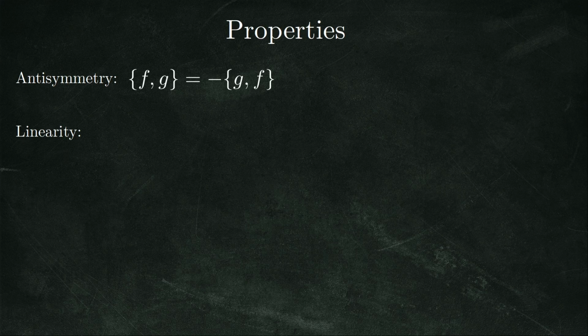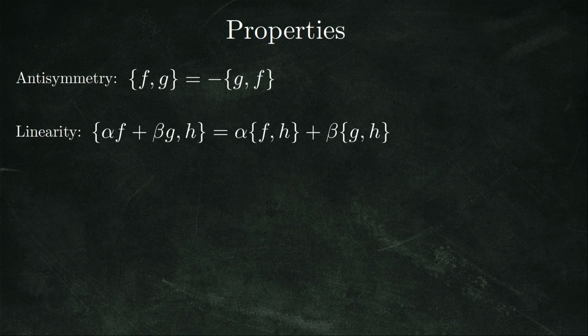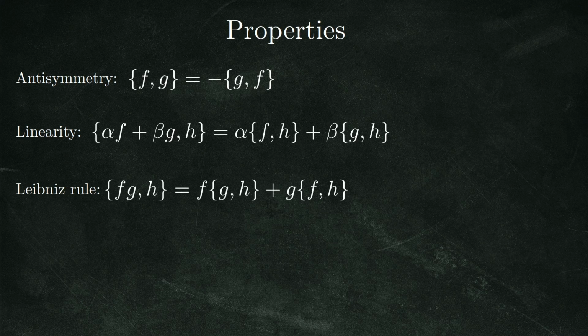Then we have linearity. So if the first argument is alpha f plus beta g, where alpha and beta are just ordinary numbers, we can split this into two Poisson brackets, and we can just pull the constants out the front. Secondly, or thirdly, we have the Leibniz rule. And the Leibniz rule is kind of like the product rule from calculus, where in the product rule, if you want to act on the multiplication of two functions, you do it to one and then do it to the other and you add those together. So it's the same kind of rule.